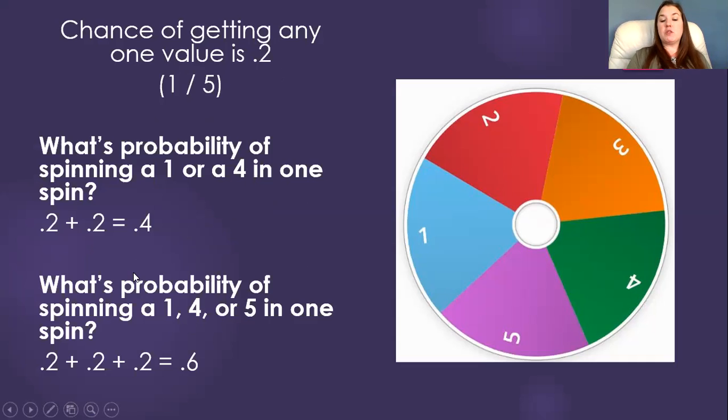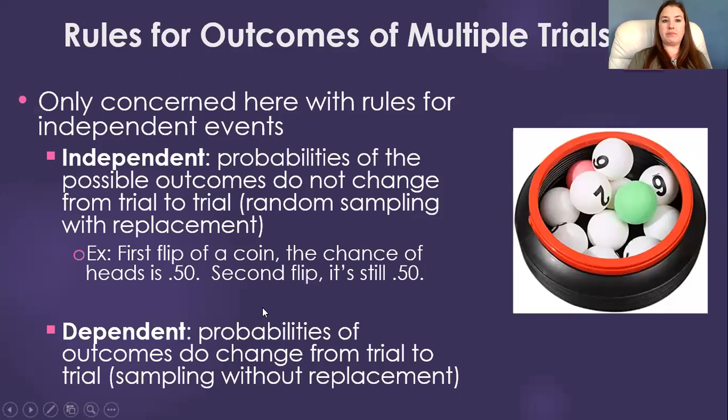What's the probability of spinning either a 1, 4, or a 5 in one spin? Just like the previous one, the probability of spinning a 1 is 0.2, a 4 is 0.2, and a 5 is 0.2. Add them together and we can say you have a 60% chance of getting a 1, 4, or a 5 in one spin. Okay, so that's single trials.